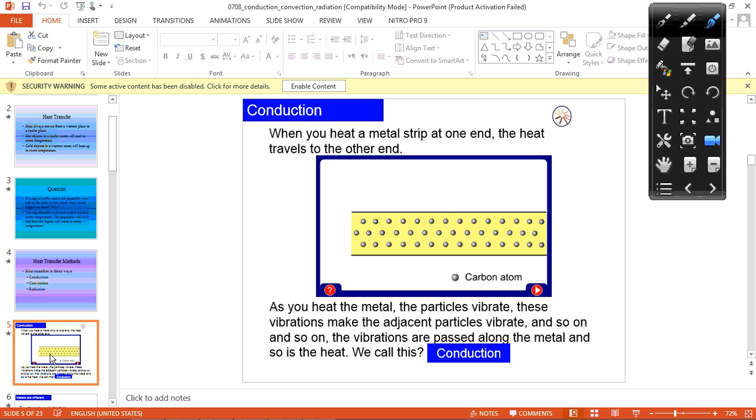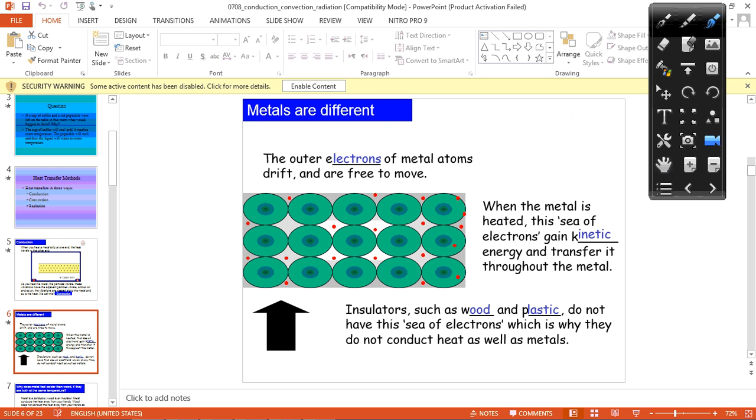Two bodies must touch each other before heat can be transferred through the process of conduction. Now the next stage: we want to use a metal as an example. Metals are different. The outer electrons of the metal atom drift, or are free to move. If you've not forgotten, in the last lesson I told you that the reason neutrons and protons don't move is because they are enclosed in the nucleus of the atom. But the electrons are outside the nucleus, around the shell area, and that's the reason they are free to move. And that's the reason whenever you're talking about transfer of heat energy, you're talking about the transfer of electrons from one body to another body.